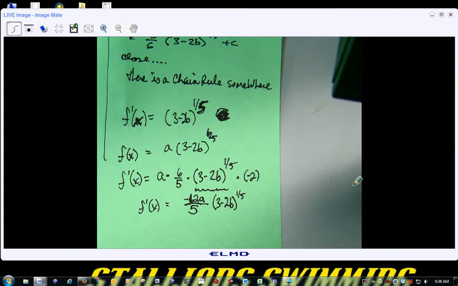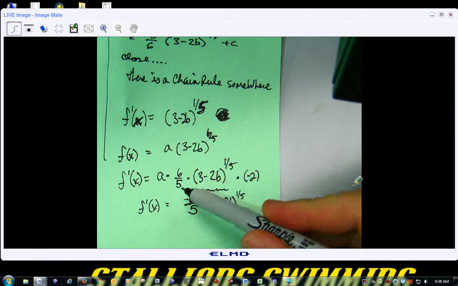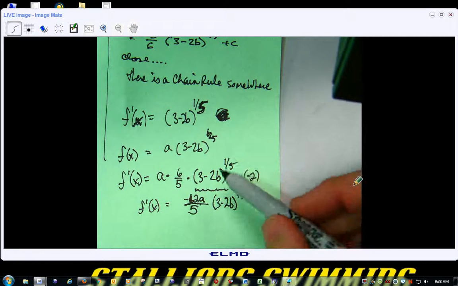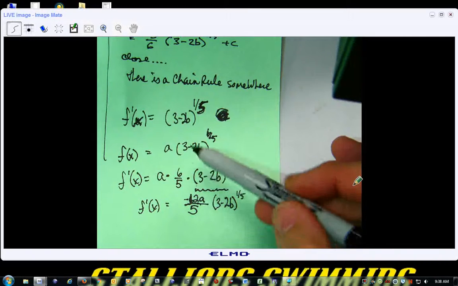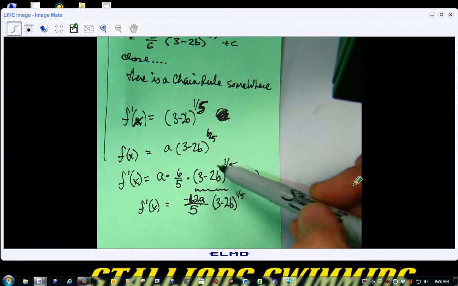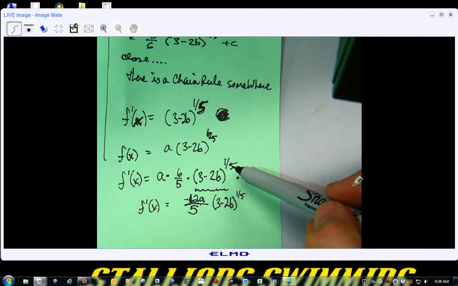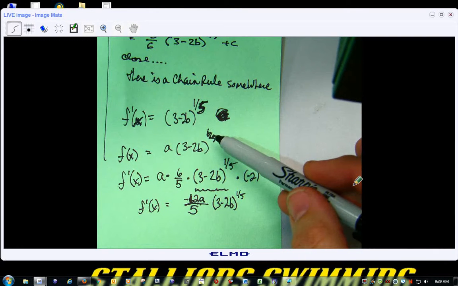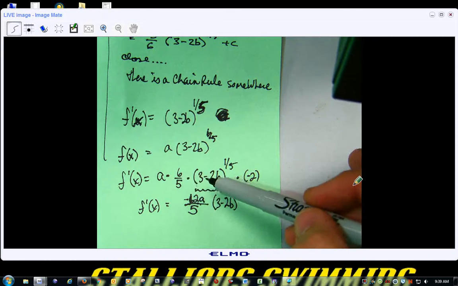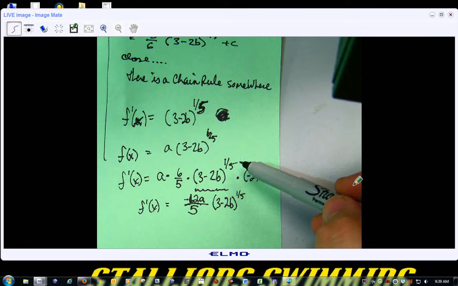Alright, I want to give you guys a second to let this sink in. The -2 times 6/5 would give you -12/5, right? But first off, when we took the derivative, did it make sense that we had 6/5 times 3 minus 2b to the 1/5? Because power rule says you subtract 1, right? Which would be 5/5. So, n times something to the n minus 1. This was chain rule. So this guy was my chain rule.